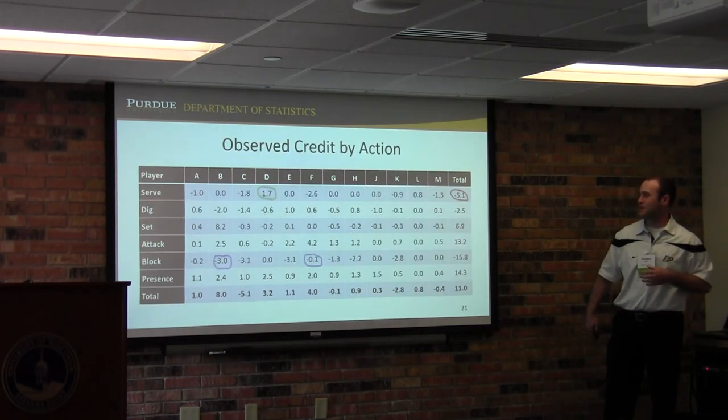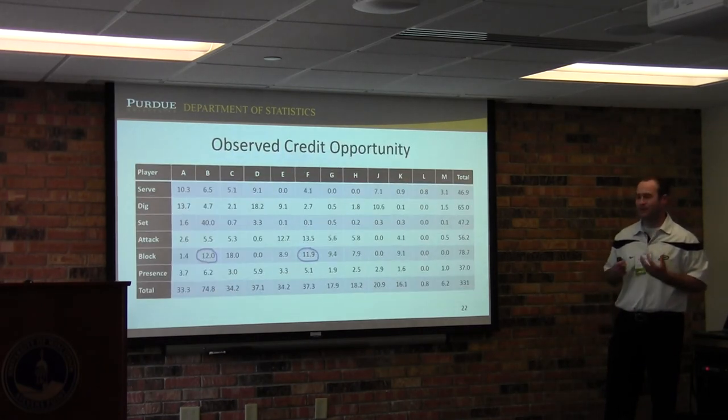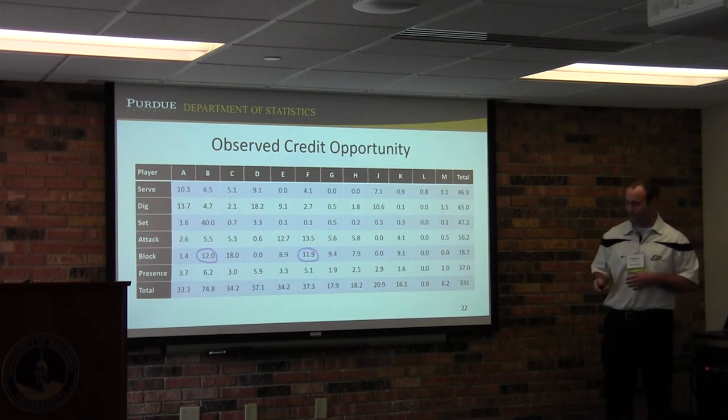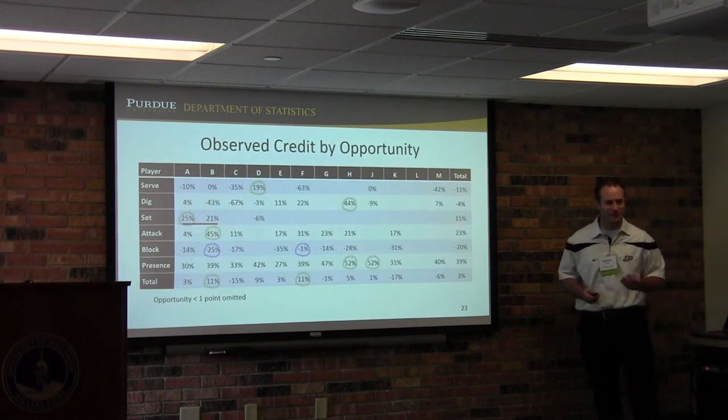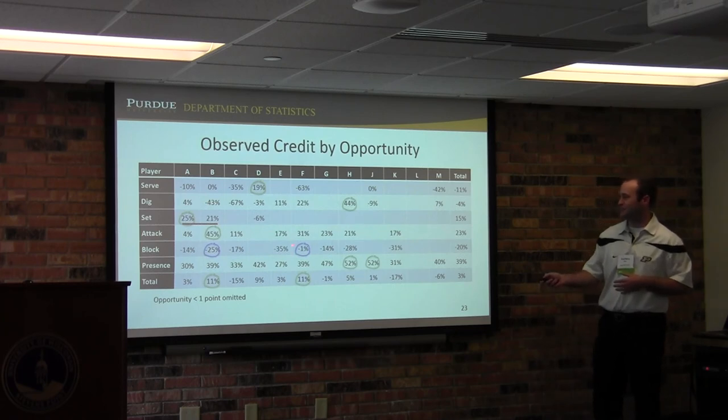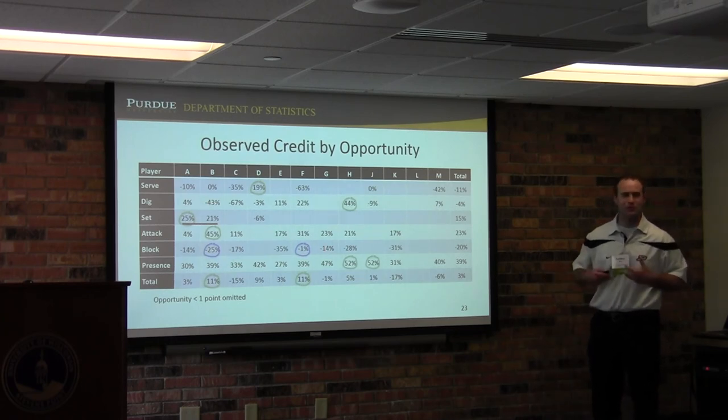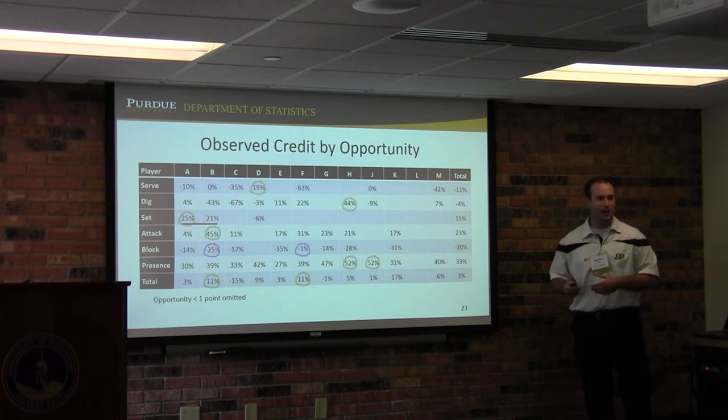If we sum up the absolute values of the credit proportions, we get credit opportunity. Player B had 12 points opportunity to block. Player F had about 12 points opportunity to block. So we divide the two, we kind of look at efficiency that way, and we see, even though they're both negative, player F had the better result. She was a more efficient blocker. She did better blocking.